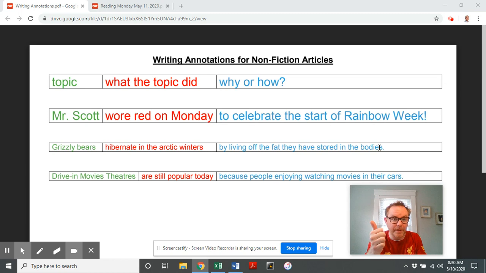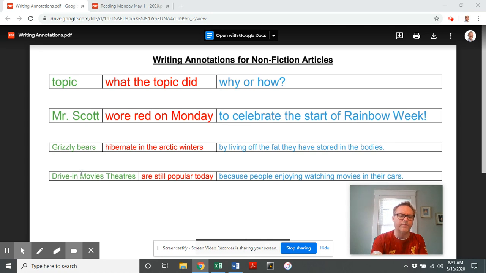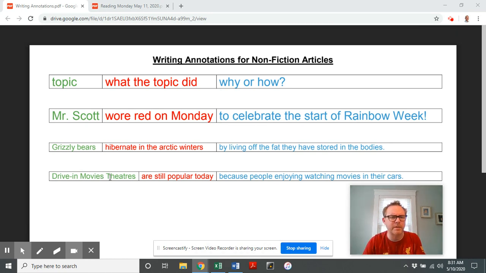Topic, what the topic was doing, and then how or why it was doing it. Here's another example, and this time it's from the Driven to See Movies article. Now, this one's going to take you back a couple of weeks. Do you remember this one? Drive-in movie theaters, yeah, it was the cars and the movies and the sound.